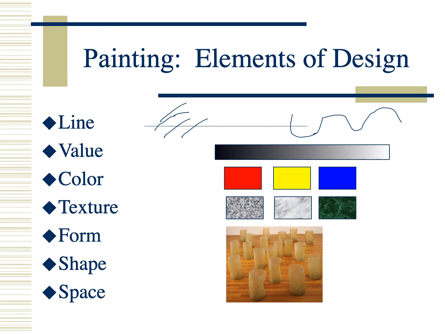So we have line, value, color, texture, form, which is three-dimensional, and shape, which is two-dimensional, and then space. And we can have both positive and negative space.